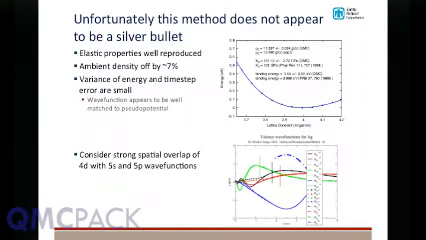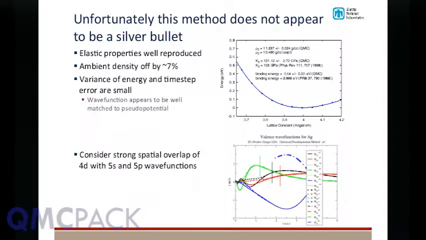And in this case, you get the elastic properties, things like the stiffness of the material. The bulk modulus is quite good. The ambient density is off by 7%, which is kind of an unacceptable error. And then you can see that the cohesive energy is also off by quite a lot.